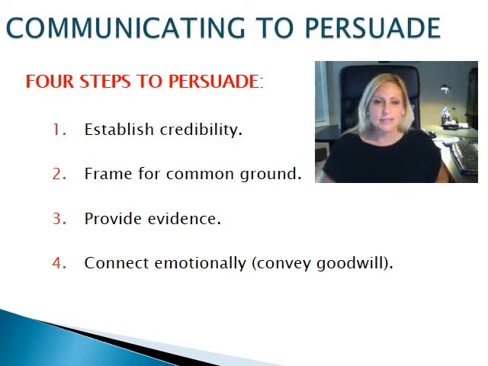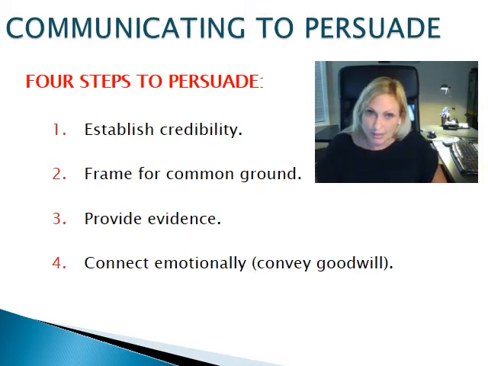And last but not least, you have to connect emotionally. That idea of conveying goodwill. If you connect emotionally to your audience through your message, whether it be in writing or orally, you're going to find that people are more able to be persuaded into your way of thinking, so that you can do the AIDA and get their attention, and also be able to get that interest, desire, and action.